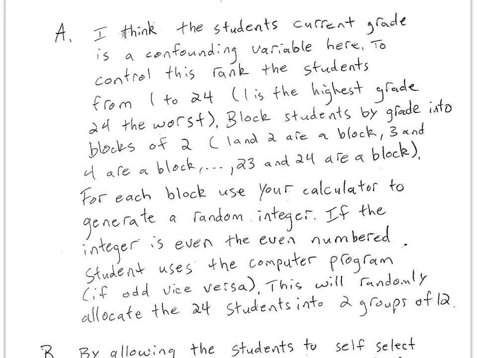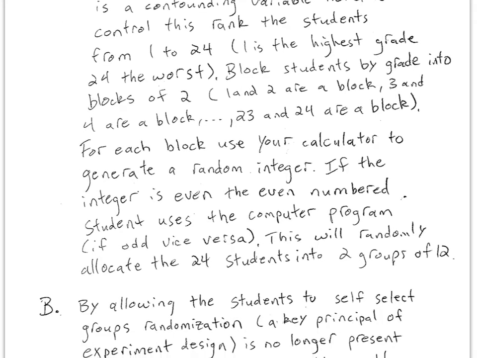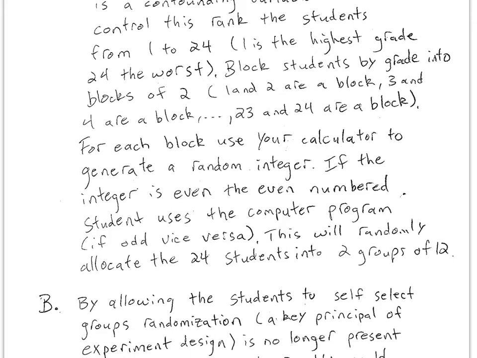And if that integer is even, we'll say that the even student gets to do the dissection, and if it's odd, then the odd student gets the dissection. I'm just kind of talking here. I'm not actually seeing what I wrote. What did I do? Yeah, I said if the integer is even, the even-numbered student uses the computer program, and then if odd, vice versa. So that'll create random allocation.